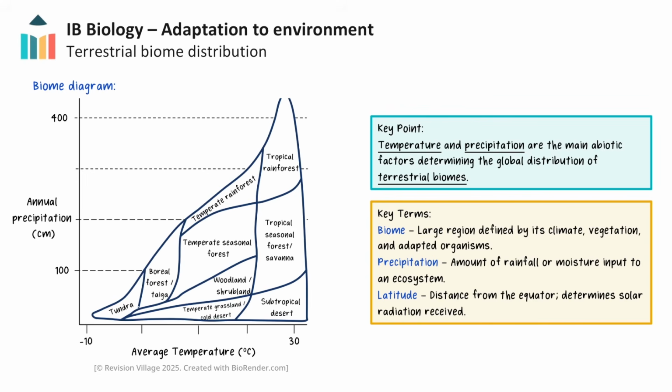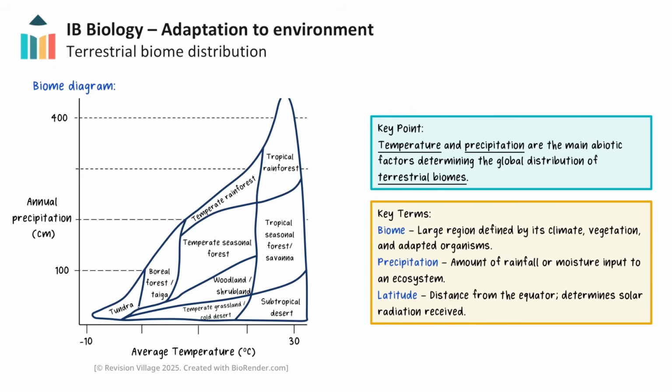The key point here is straightforward. Temperature and precipitation are the main abiotic factors that determine the global distribution of terrestrial biomes. Together, they shape the types of vegetation that grow and the animals that can survive in each region.